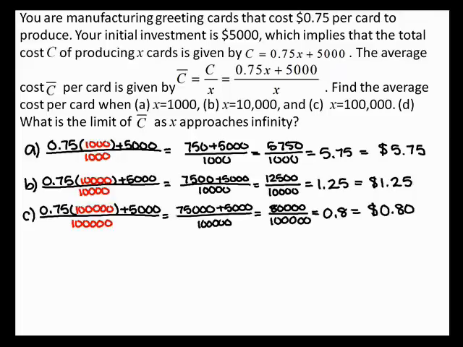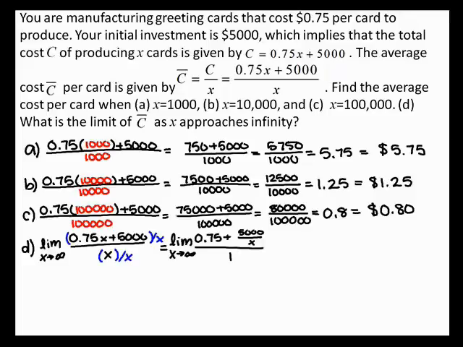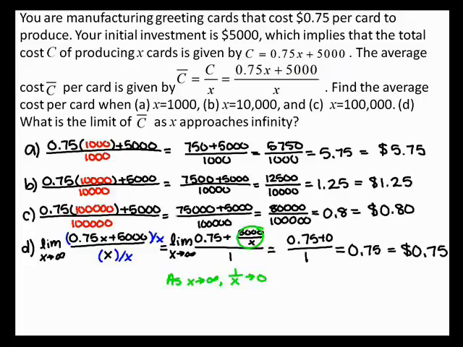Part D. Set up the limit of C bar as x approaches infinity. Divide the numerator and denominator by the highest power of x, which is x. You know that as x approaches infinity, 1 divided by x approaches 0. Substitute 0 in for 1 divided by x. Simplify 0.75 plus 0 divided by 1. The limit of C bar as x approaches infinity is 75 cents.